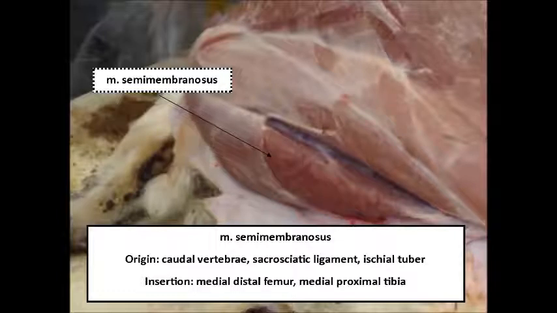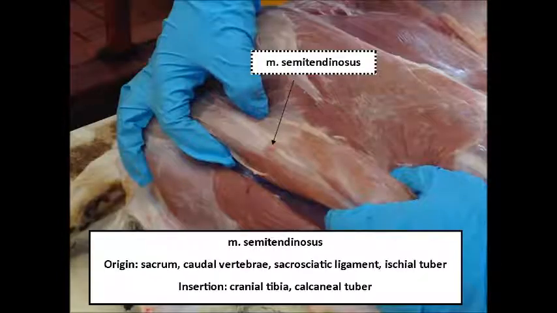The semimembranosus allows for the extension of the hip and stifle and flexion of the stifle. The semitendinosus muscle originates in the sacrum, caudal vertebrae, sacroiliac ligament, and the ischial tuber, and it inserts in the cranial tibia and the calcaneal tuber. This enables the extension of the hip, stifle, and hock, and flexion of the stifle.